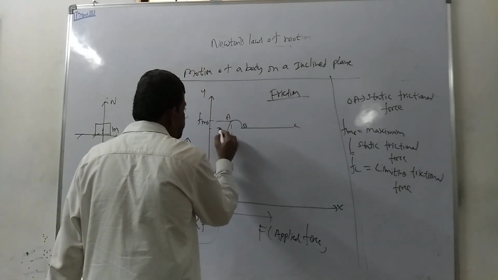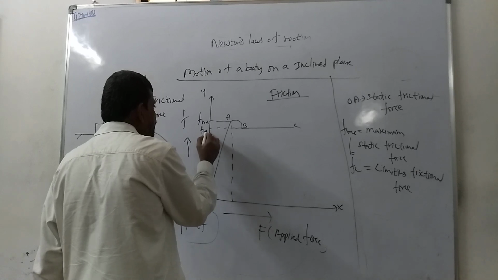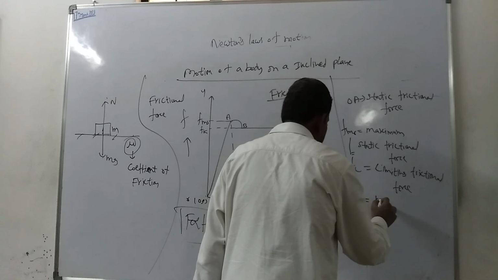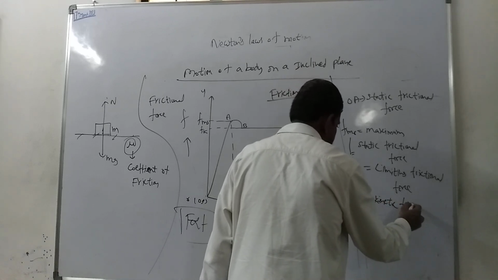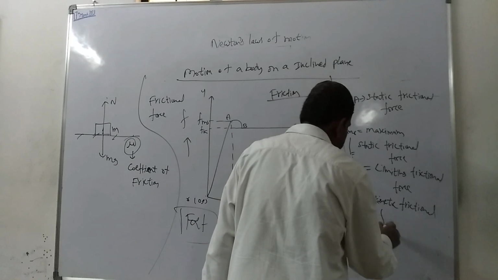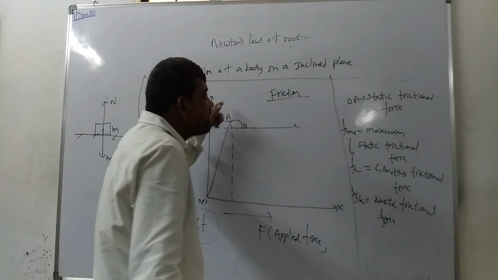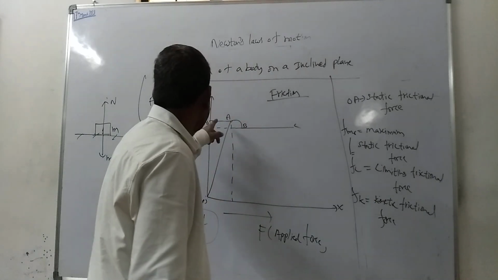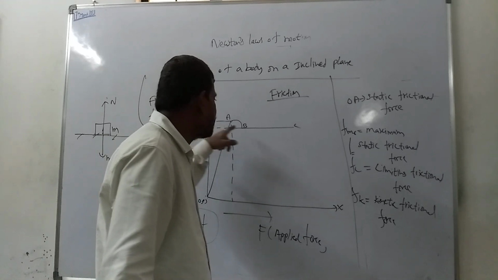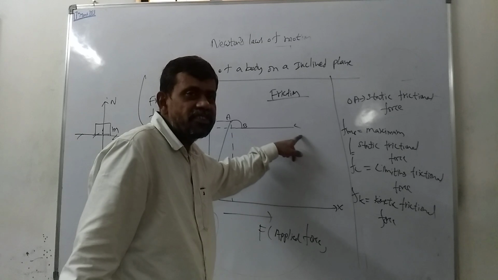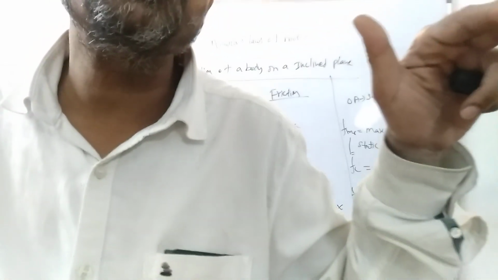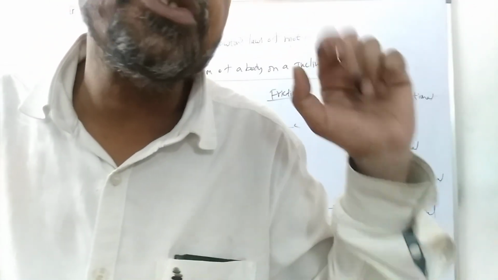The corresponding B position, where it sits on the y-axis, is called FK. FK is called the kinetic frictional force. So O to A is called static frictional force. The A position is called FMS, the limiting frictional force or maximum static frictional force. And the B position is called the kinetic frictional force. From B to C it is constant. So when a body is moving on the surface, which kind of frictional force exists? Kinetic frictional force exists, and that is constant.